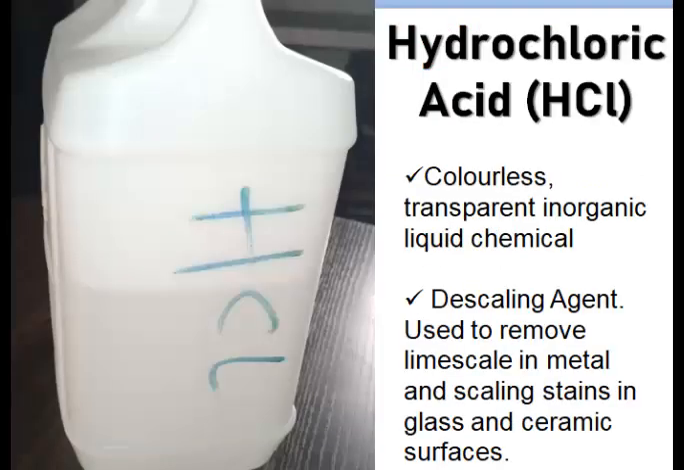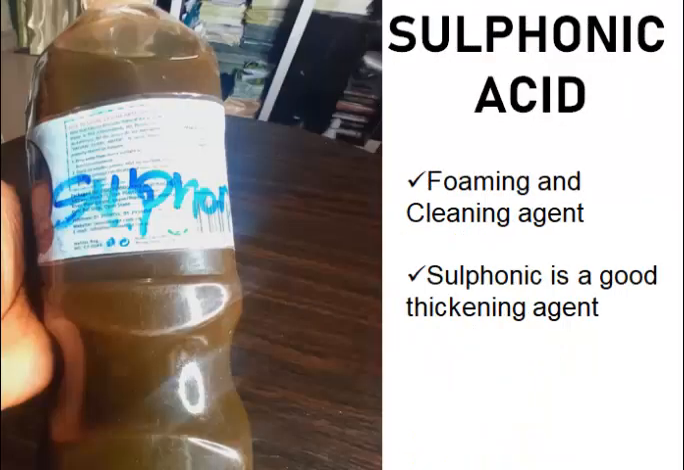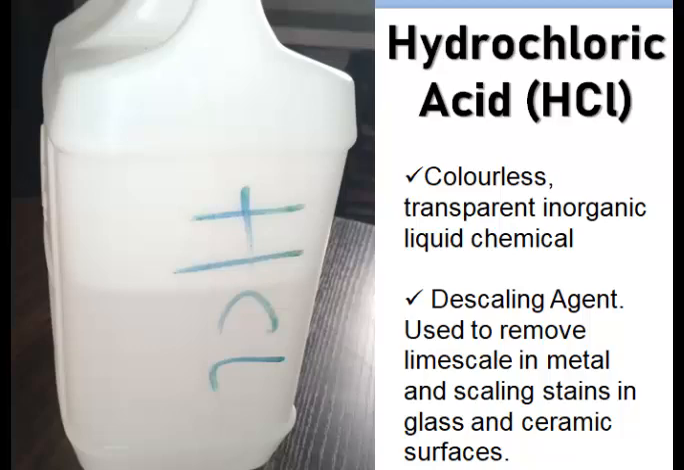So hydrochloric acid, it's a colorless, transparent, organic liquid chemical. It is used in removing stain from metals, from ceramic and glasses. Then another material we'll be using is the sulfonic acid. That is a foaming and cleaning agent, and it's also a thickening agent. The idea about this, it's simple. Hydrochloric acid is for stain removal from tiles, from ceramic, from glass, from metals.